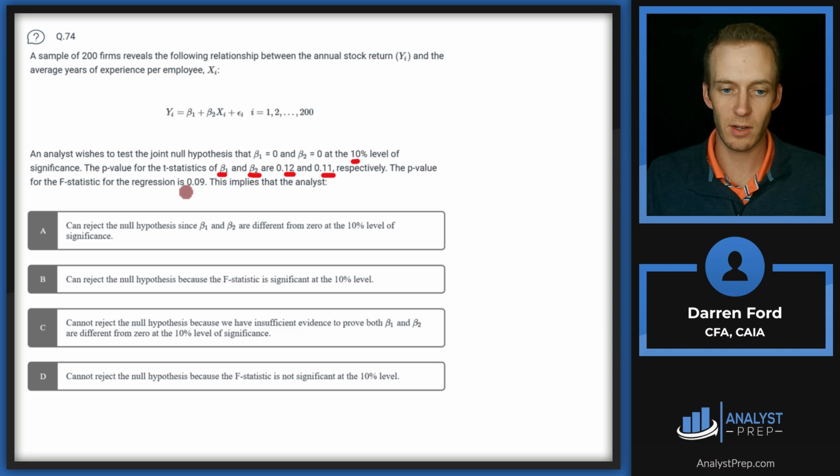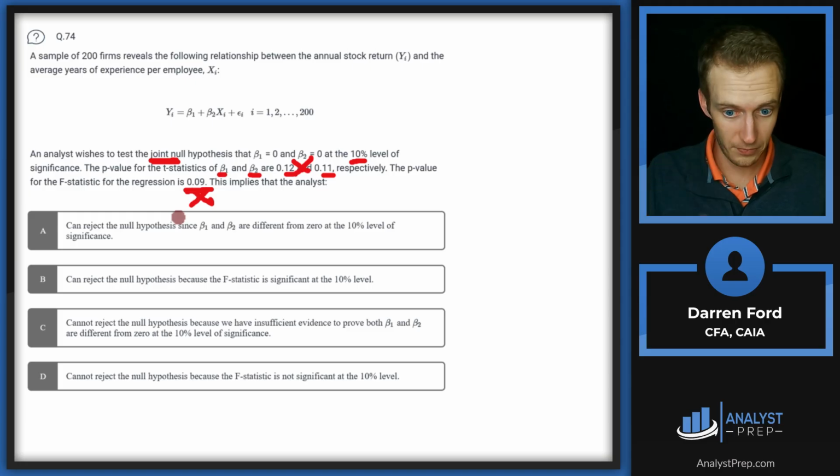This implies that the analyst... So when we're looking at a joint null hypothesis, what do we do here? Do we look at the F-statistic or do we look at the p-value for these individual ones? Since we're at the 10% level, these would be rejected, or these we would not be able to reject the null, but the F-stat we would. So importantly, we are going to be looking at the F-stat for a joint null hypothesis. So let's look at these answers and see which of those involves that.